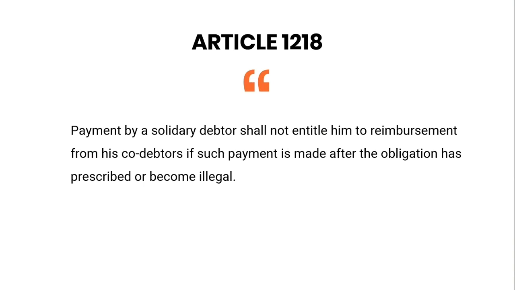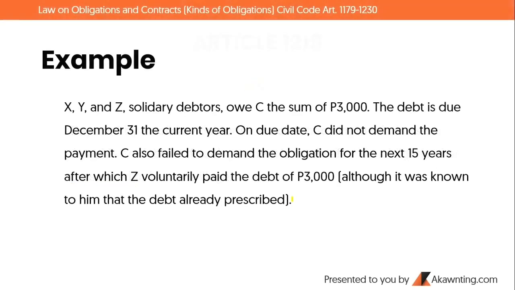So, next, Article 12.18. Payment by a solidarity debtor shall not entitle him to reimbursement from his co-debtors if such payment is made after the obligation has prescribed or becomes illegal. So, yun. Simple lang. So, ayan. Okay, ano yan? Ito ba yun? Okay. So, may example pala tayo dyan. Okay? X, Y, and Z, solidarity debtors, owe C the sum of 3,000. The debt is due December 31 current year. On the due date, C did not demand the payment. C also failed to demand the obligation for the next 15 years.